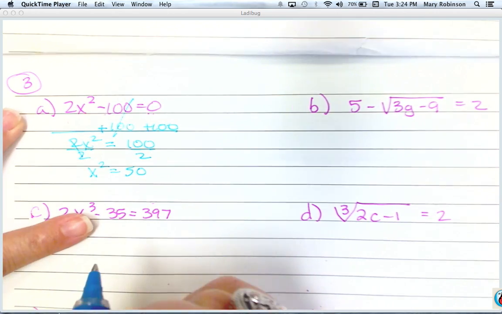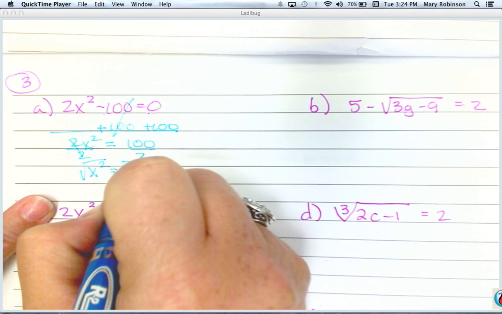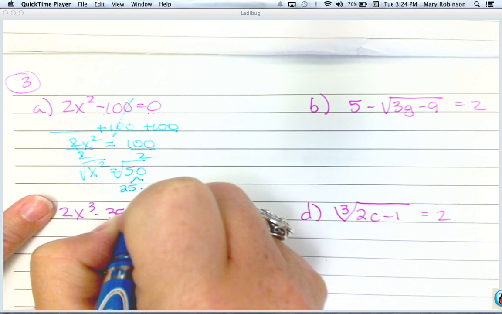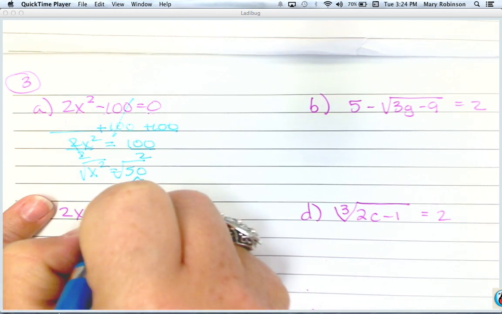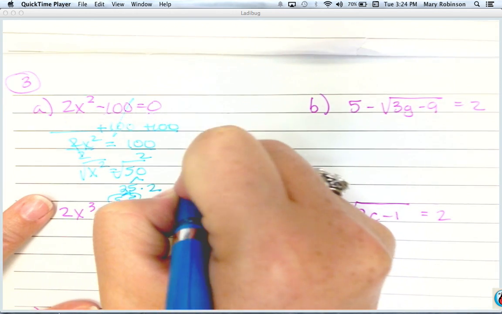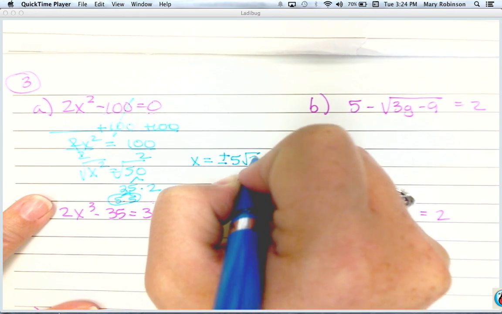But then to solve for x when you take the square root of both sides, this breaks down to 25 and 2, then 5 and 5, where we've got a pair of 5s. So don't forget we have to have two solutions, so we'll have x equals plus or minus 5 square roots of 2.